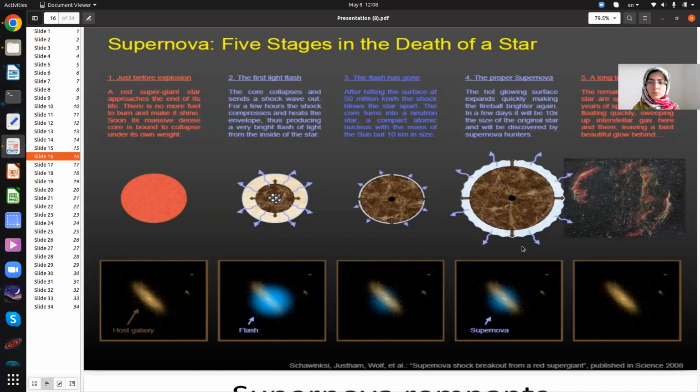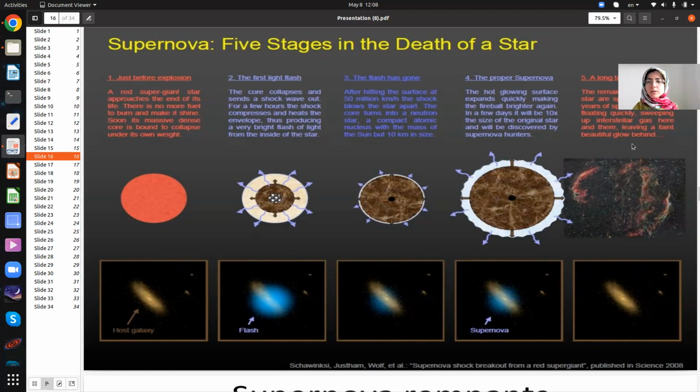The hot glowing surface expands quickly, making the fireball brighter again. In a few days, it will be 10 to the power of some multiple of the size of the original star and will be discovered by supernova hunters.